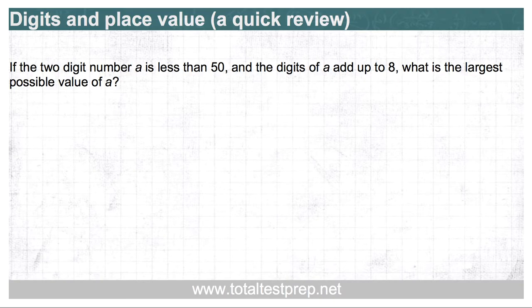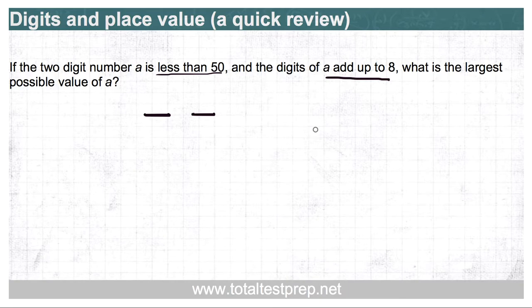Again, when you're dealing with a question that tests you on unknown digits, where you're not told what the digits are, you're usually going to wind up subbing in numbers or picking numbers. A good way to keep track of what you're doing is to make dashes for the place values and put in the numbers there. So we know we're dealing with a two-digit number. We know it's less than 50. And the digits add up to 8.